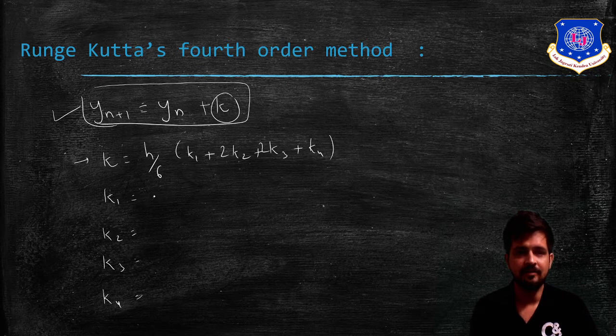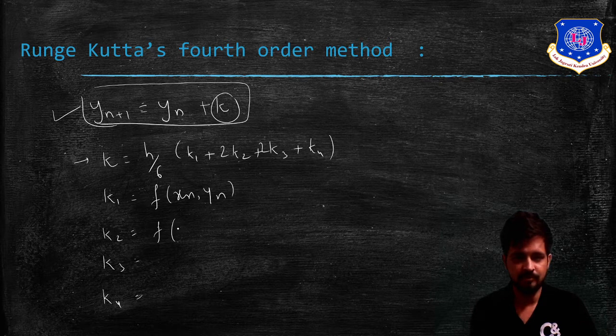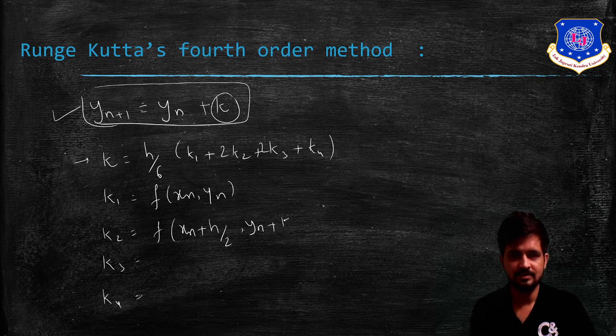After that we have to first of all find the value of k1. How can we find k1? k1 can be written as f of xn comma yn. It is the slope at the beginning of the interval. Then I have to find the midpoint slopes, and that can be written as f of xn plus h by 2 and yn plus k1 by 2.